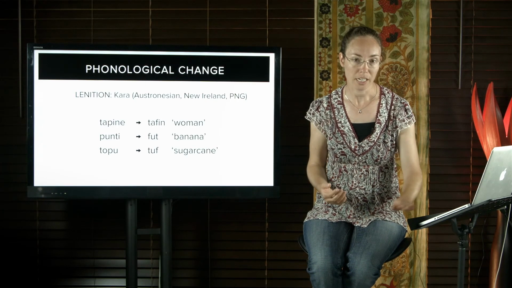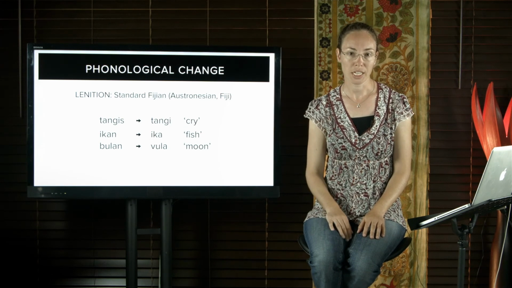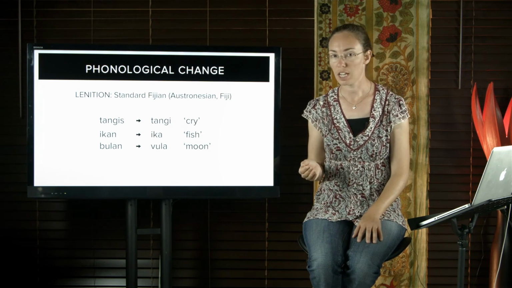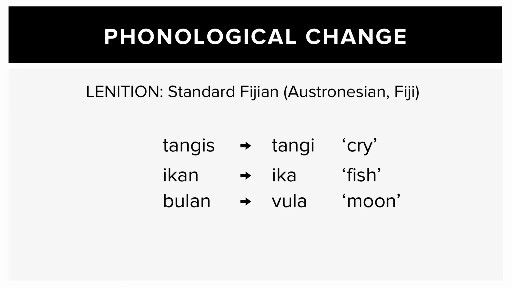In Standard Fijian, an Austronesian language from Fiji, it's the final consonants that have been lost. So tangis has become tangi, ikan has become ika, bulan has become vula.